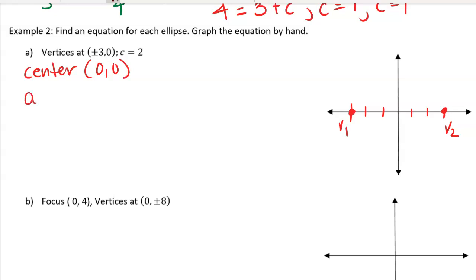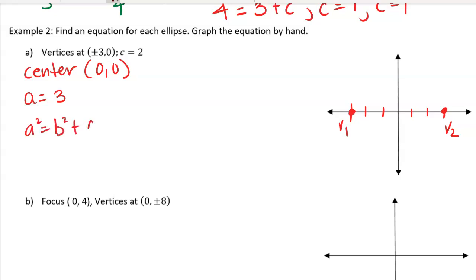Is it possible to find A? A is from where to where? Center to one of the foci. One of the vertices, I'm sorry. One of the vertices. So, what is the distance? 3. They gave you C. Is it possible for us to find B? Yes. Yep. What's the formula?